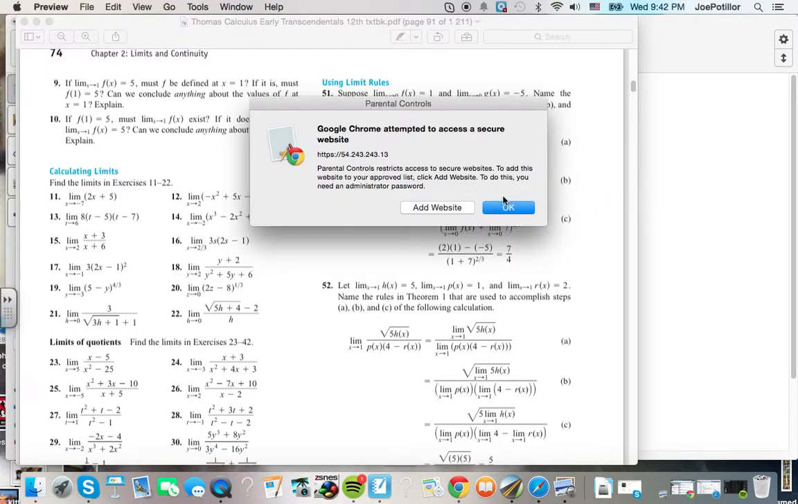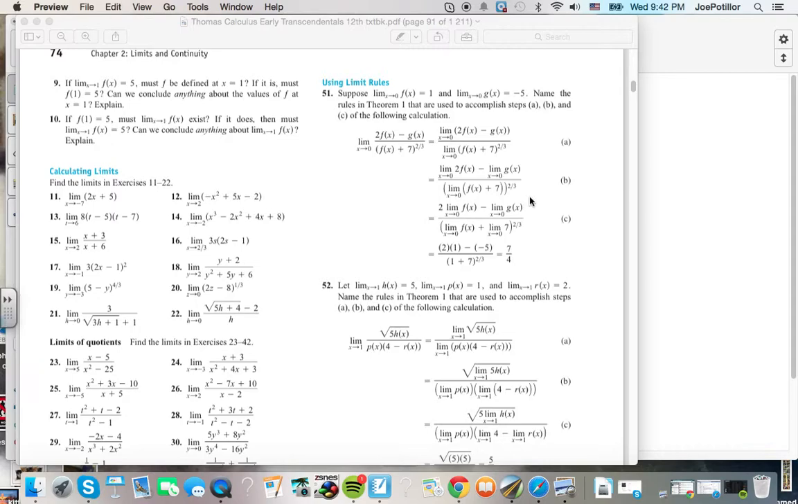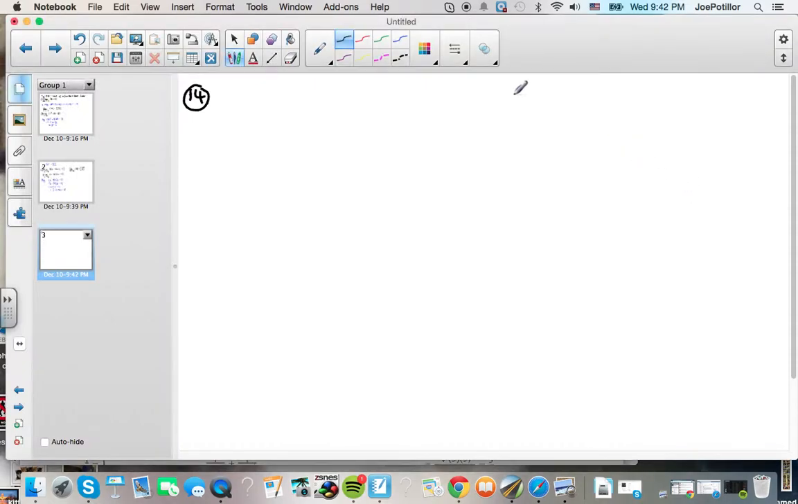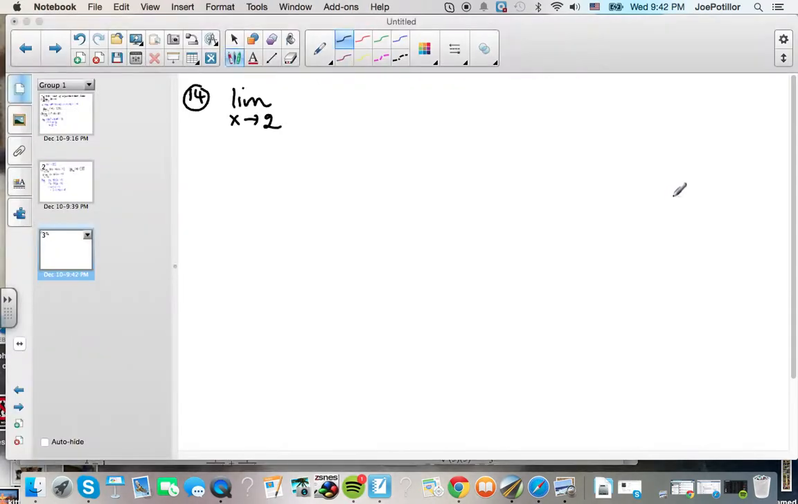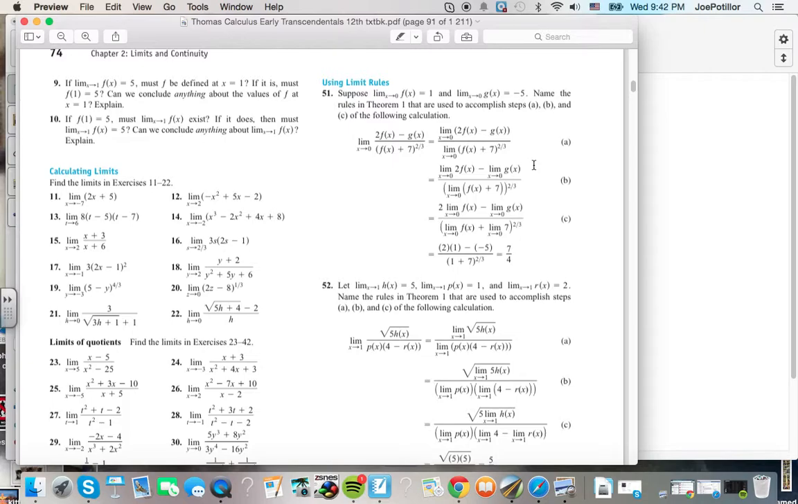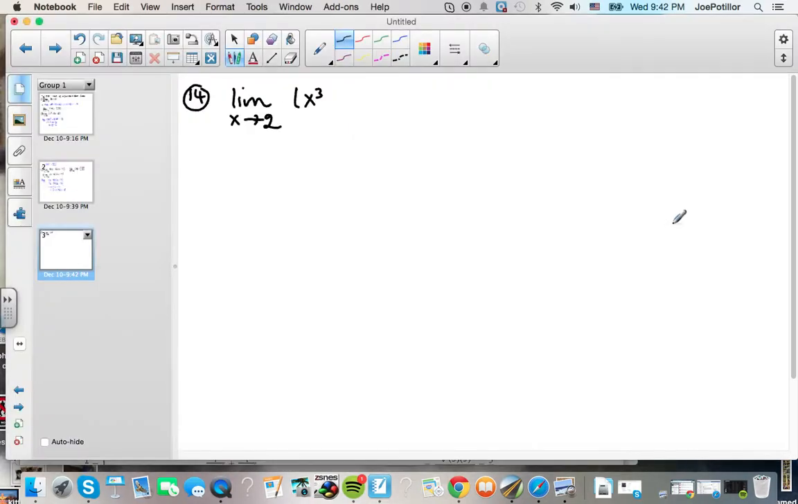So with 14 we have the limit of x cubed minus 2x squared plus 4x plus 8 as x approaches negative 2, sorry. Of x cubed minus 2x squared plus 4x plus 8, I believe.